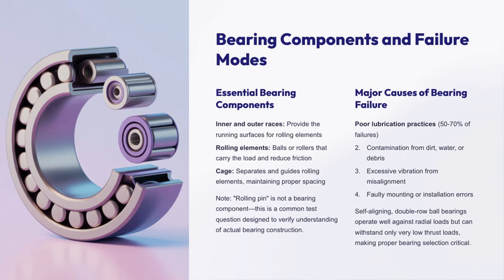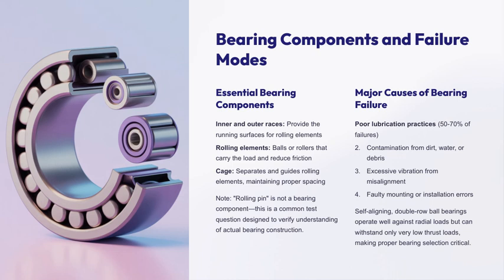Now, moving on to the major causes of bearing failure. The most significant factor is poor lubrication practices, which account for between 50 to 70% of failures. Without proper lubrication, bearings can overheat or wear out prematurely. Contamination is another big issue. Dirt, water, or debris can get inside and cause damage. Excessive vibration, often from misalignment, can also lead to failure, as it stresses the bearing components. Faulty mounting or installation errors are also common culprits, so correct installation is vital.